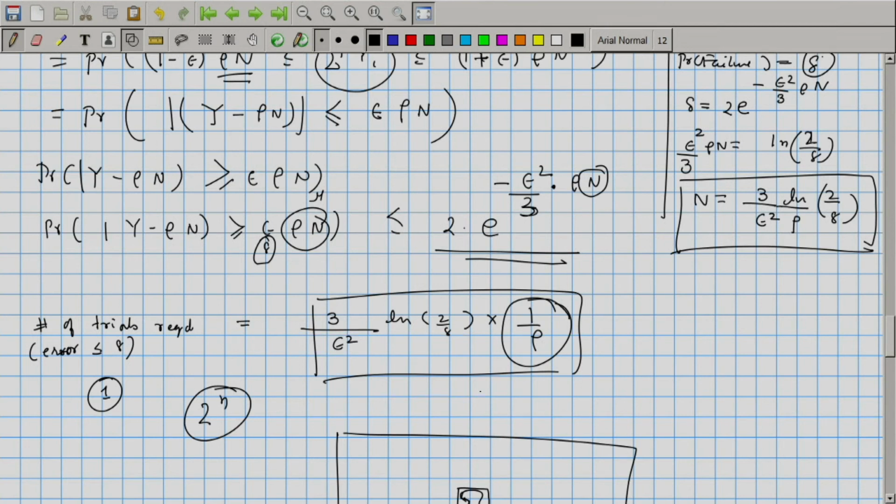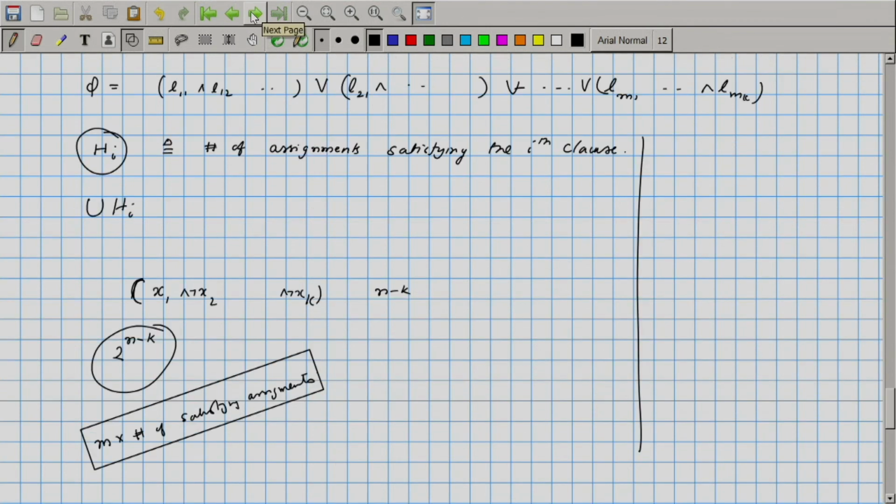So, that is going to work in 3 by epsilon square log 2 by delta. Okay. So, if rho is greater than or equal to 1 by m, then simple Monte Carlo works. Okay. So, that sample space is what we will construct. It is a simple sample space to construct.